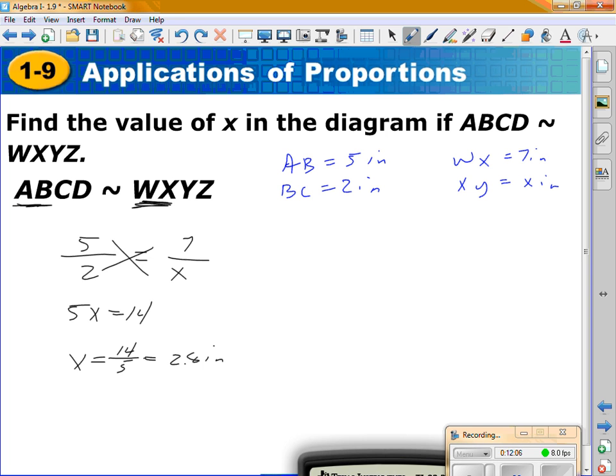Hardest part of this problem is setting it up. Once you set it up, it's a normal proportion. Questions on similar shapes? You can leave it as 14/5, or I will let you put the decimals 2.8 inches.